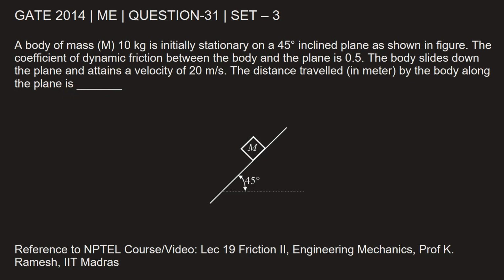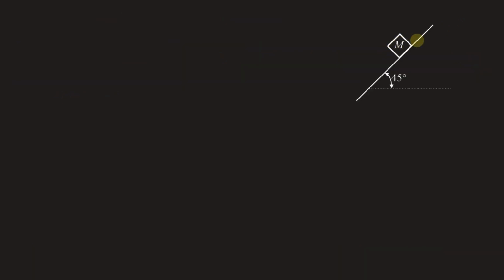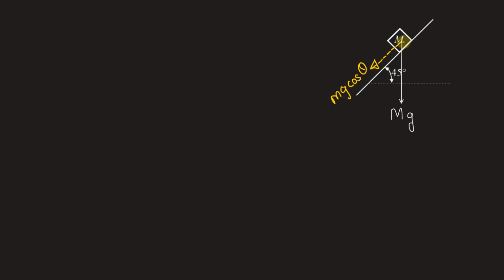Let's see how we will solve this. Since this mass is sliding down, its weight is going to act vertically downward. This weight will be nothing but m into g, where g is the acceleration due to gravity. Now we can form the components of weight. One is in the direction of the motion, that is downward, which will be mg cos theta, and another one which will be perpendicular to the surface, that is mg sin theta.